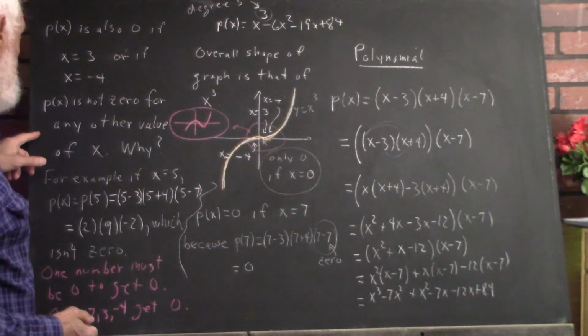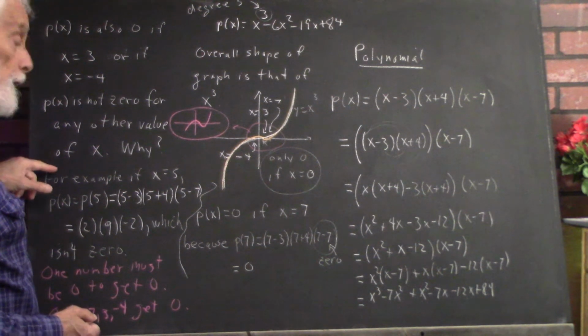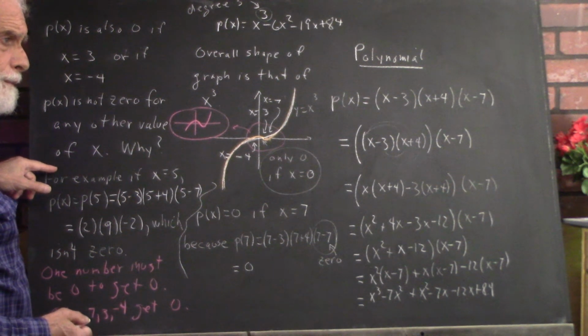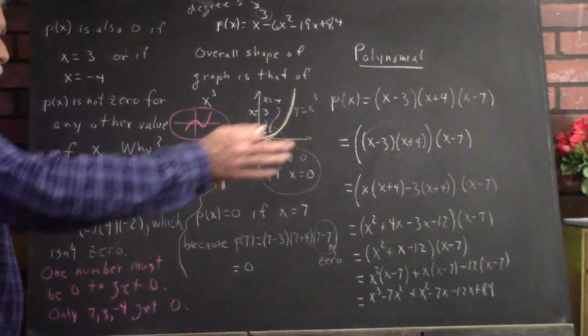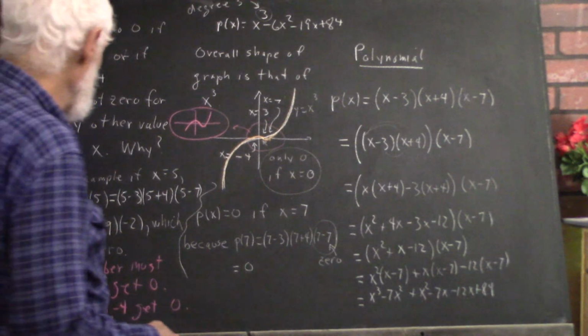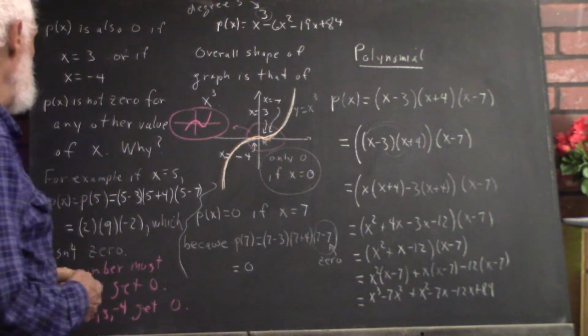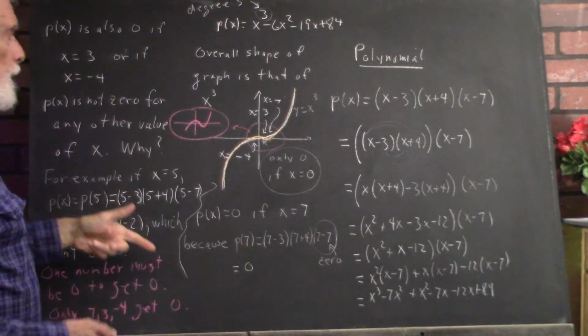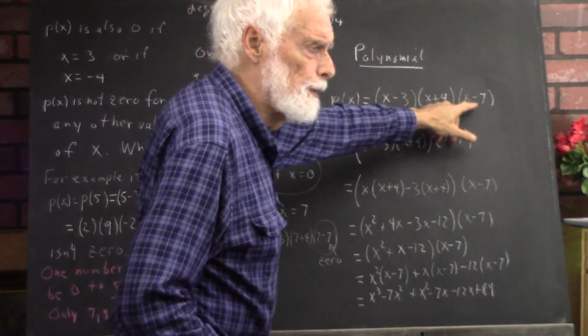We also talked about why p of x is not 0 for any other value of x, and somebody answered on this one. I got an answer. I'm looking over at the chat on the screen. I don't see it. But somebody answered and said, because if x isn't one of these three numbers, then none of these numbers is going to be 0.